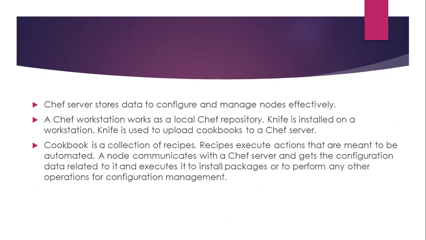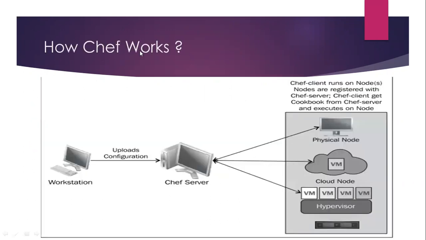So the node communicates with the Chef server and gets this configuration, which is there in the server in the form of cookbook, which probably contains some installation and instructions to some software, etc. We call it configuration management. So this is how Chef works.